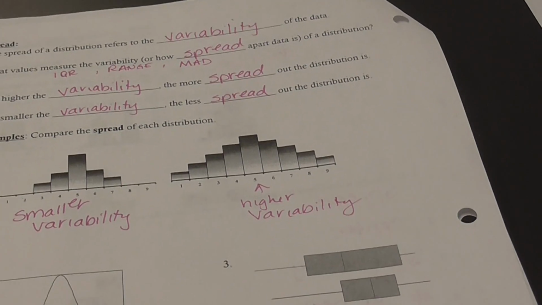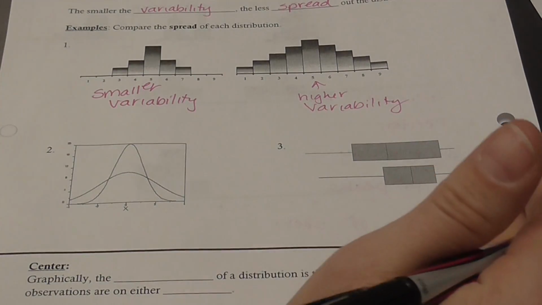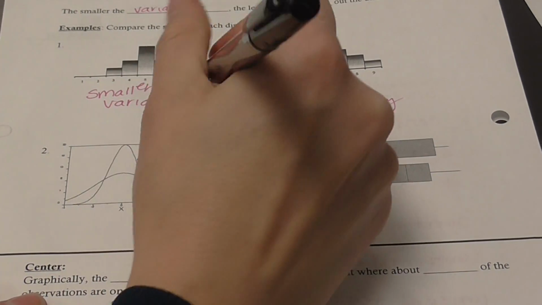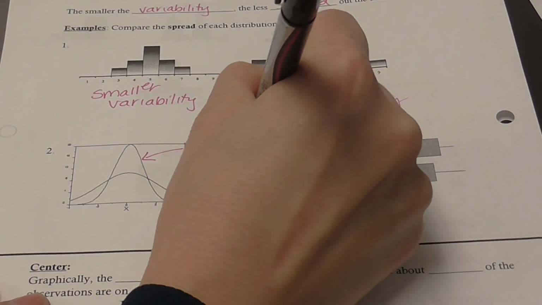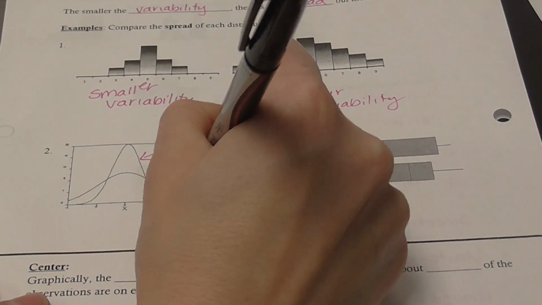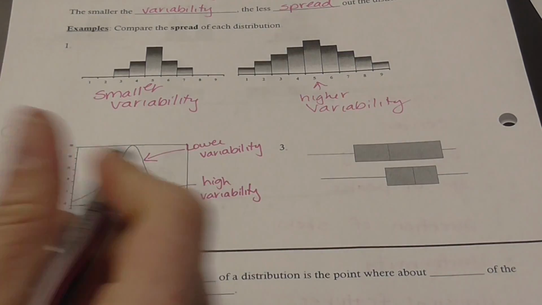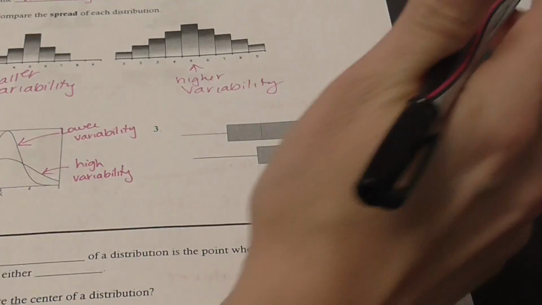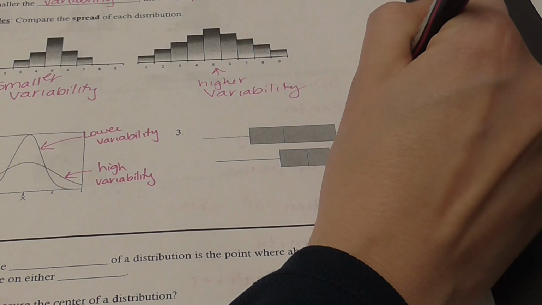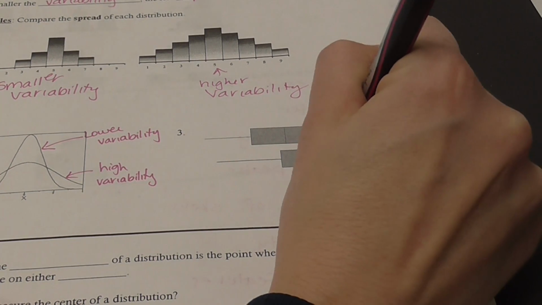Okay, again, take a look at this one. Even though this is a taller peak, it doesn't spread out as far sideways. So this one has a lower variability, where this one has a very high variability. We do not care about how tall it is, but how wide it is. Okay, of these 2, which one would be higher and which one would be lower? This is more spread out. This is going to have a higher variability, where this one would have a lower variability.